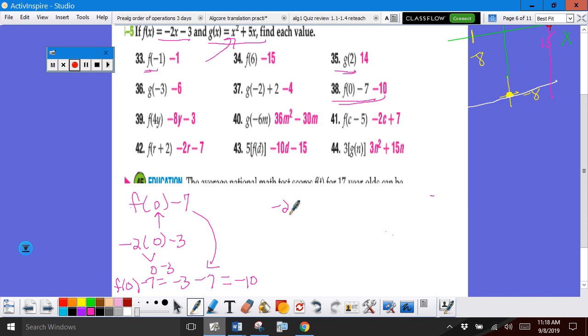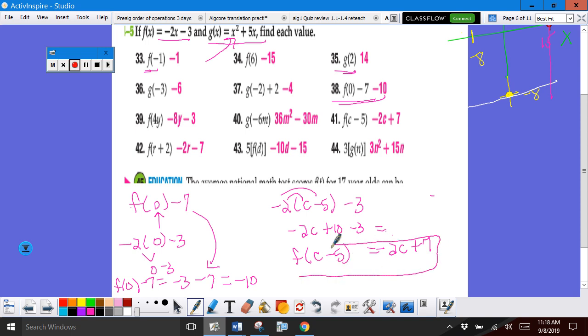So -2, the C minus 5, and then -3. So this is a distributive property. So -2C plus 10 minus 3, simplifying, that's going to give me -2C plus 7. So that original function I started with was f of C minus 5. So my answer should look something like that.